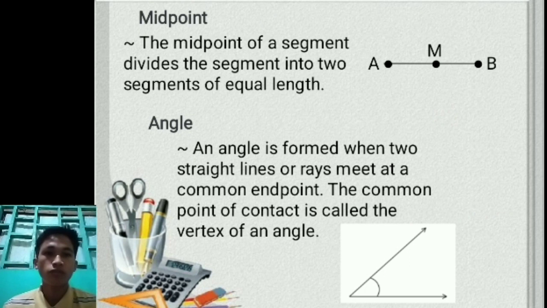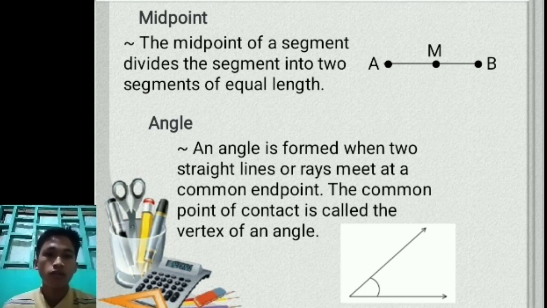Now let's proceed to midpoint. The midpoint of a segment divides the segment into 2 segments of equal length. So based on this example, we have a line, then this line consists of three points, point A, point M, and point B. So the midpoint divides the segment into two segments of equal length. So they are equal. Based on the illustration, the midpoint is point M.